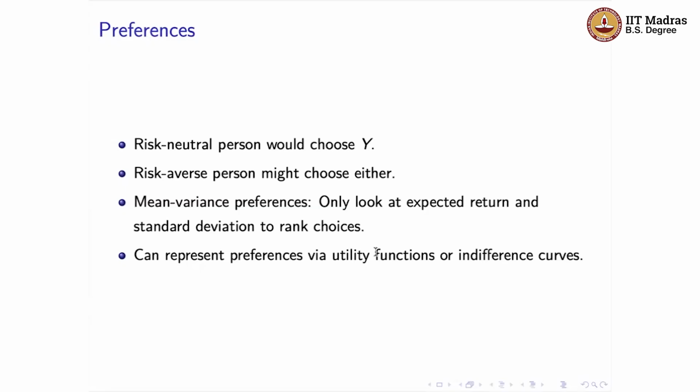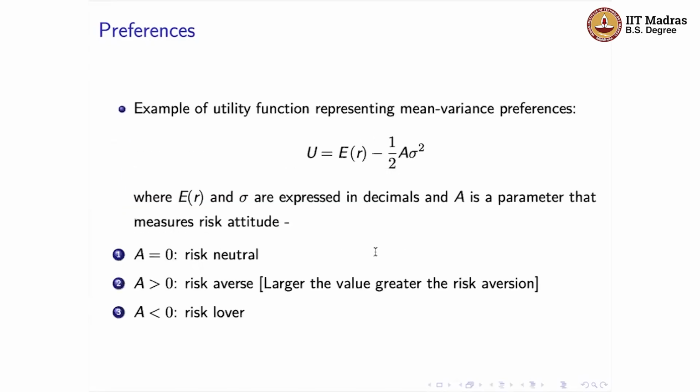So let's look at both of these things. This is an example of a utility function which represents mean variance preferences. Utility from an alternative is equal to the expected rate of return minus half times A, which is a constant we'll talk about, times sigma squared, where sigma squared is basically the variance of the rate of return, right? Note that this expected return and sigma are both expressed in decimals.